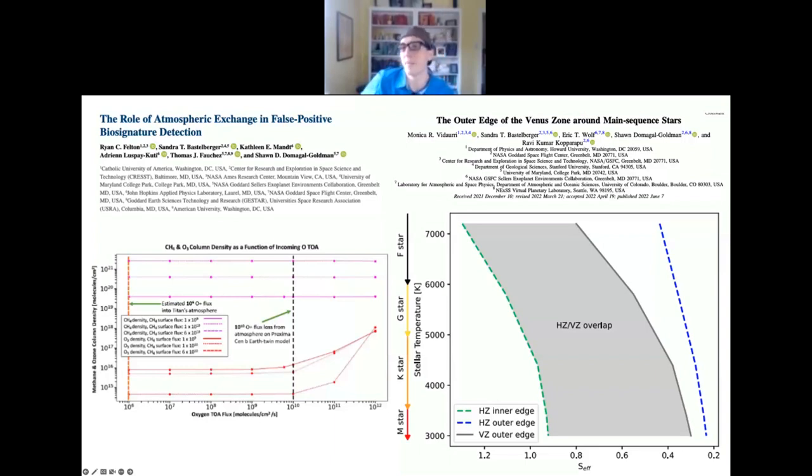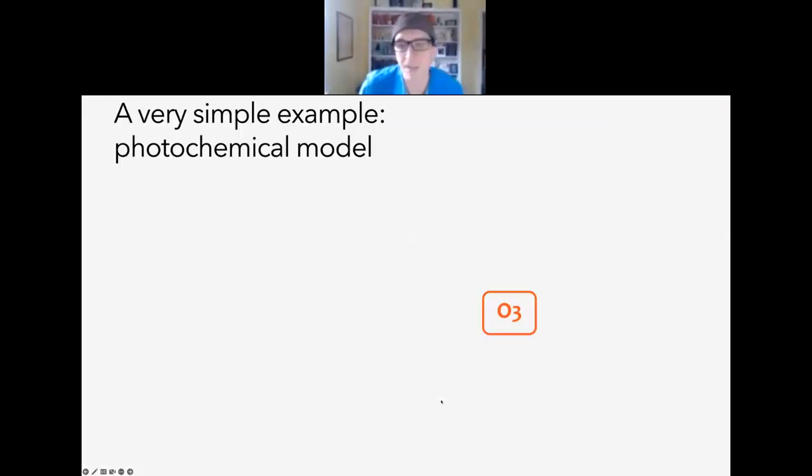And then on the right here, we have Monica Vidari's recent work defining a Venus zone and showing that it could overlap substantially with a habitable zone. So this work is still occurring. This is with the photochemistry model primarily on the left and the climate model here on the right. And there's lots of other people in the community that use these things. So how does it get us those results?